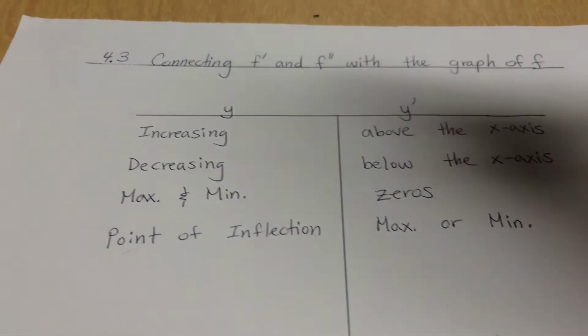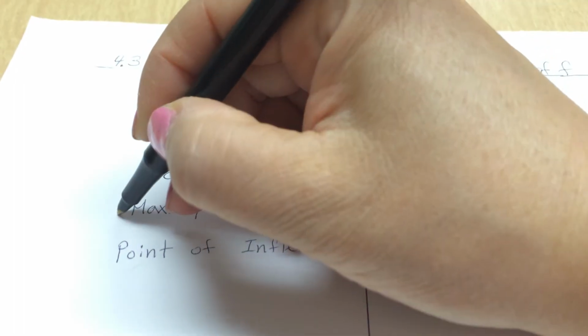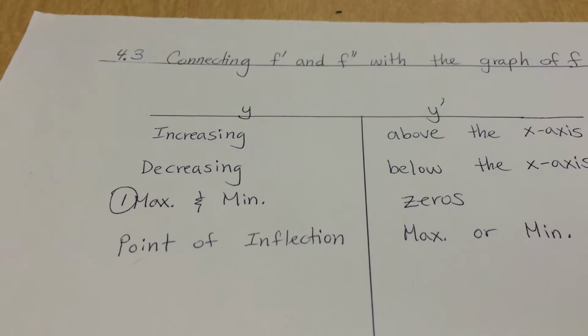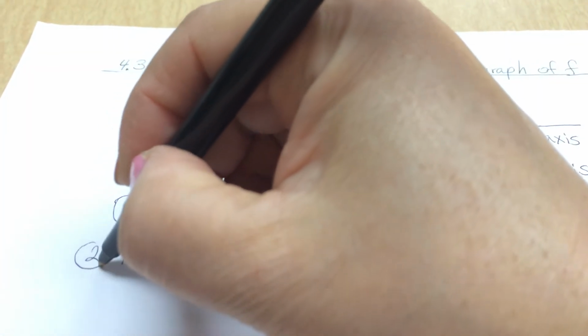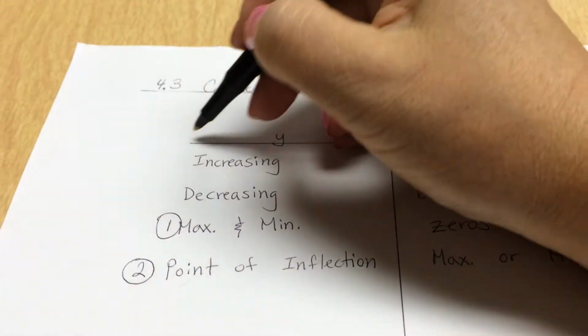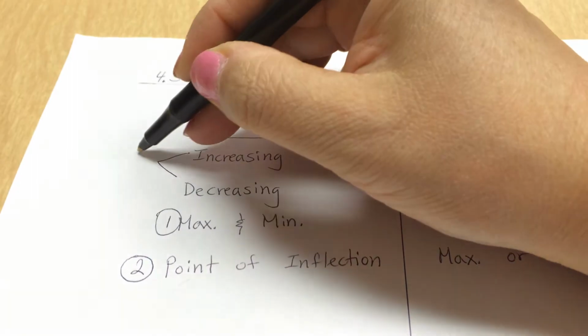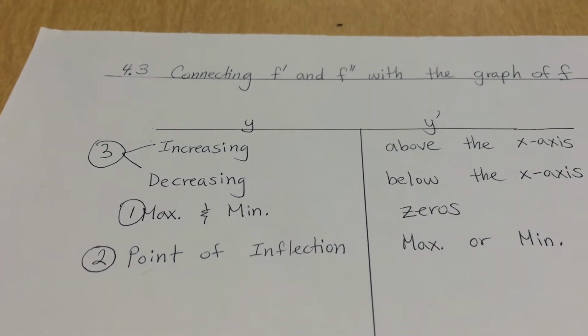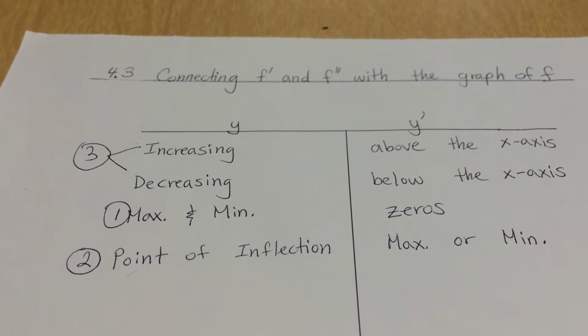So the first thing you should do is look for a maximum or minimum. I would consider that the first step. Then from there, you should look for a point of inflection, if you have a point of inflection in that graph. And then next is the increasing and decreasing. So those are the three steps. That's the approach you should have when you go ahead and graph this out.